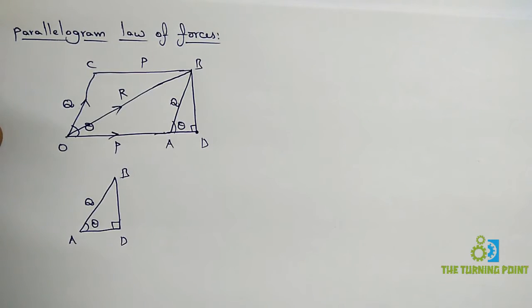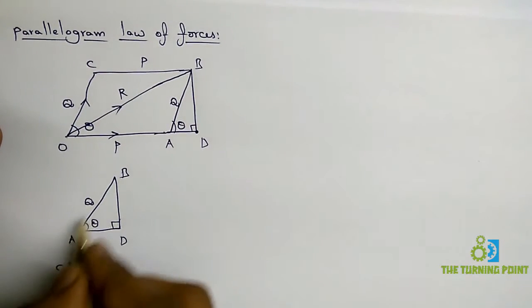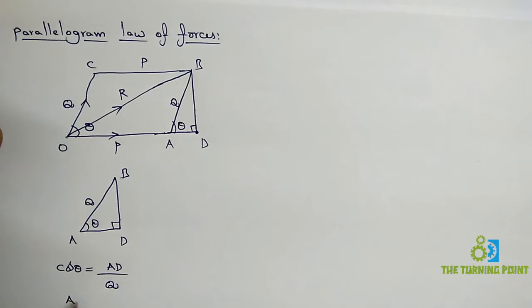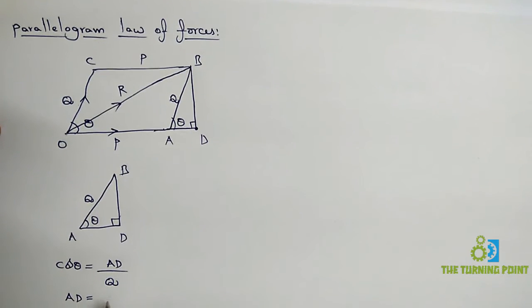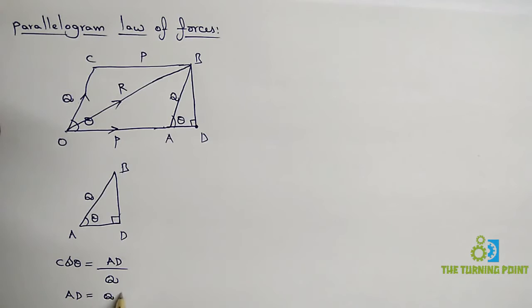From the concept of resolution, if you consider cos theta, cos theta is nothing but adjacent side by hypotenuse. So adjacent side is AD, and hypotenuse is AB, which is nothing but Q. From that, AD is equal to Q cos theta.